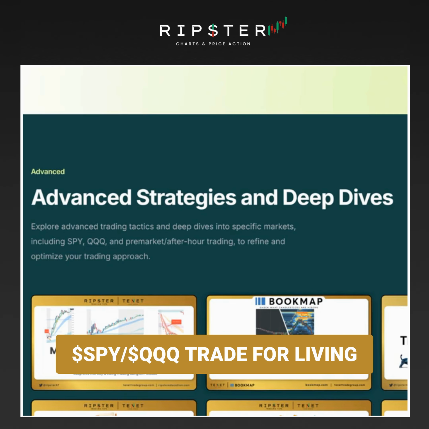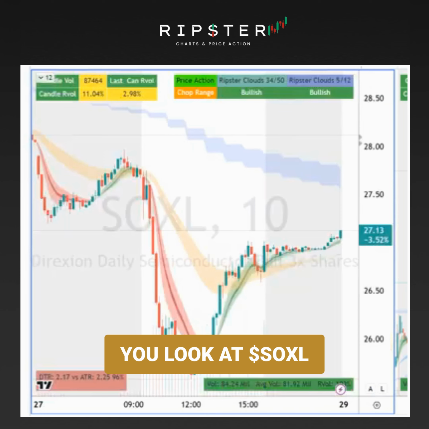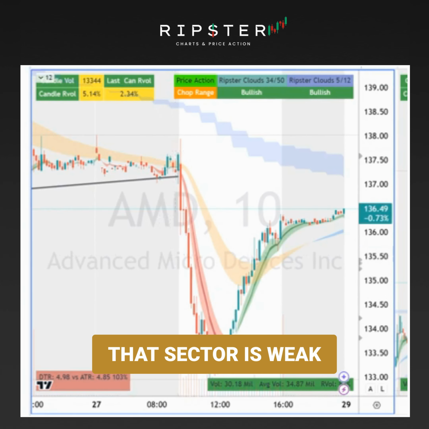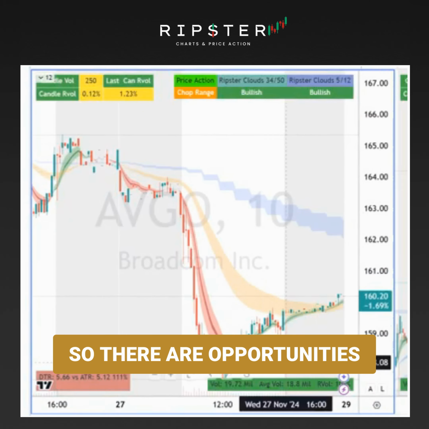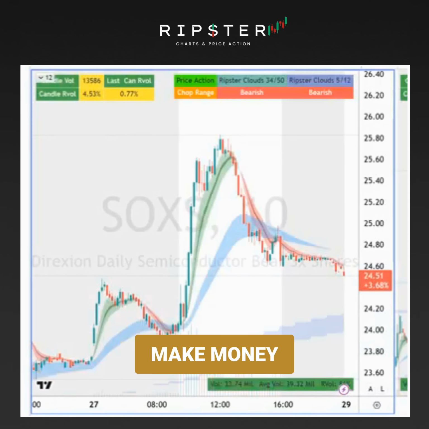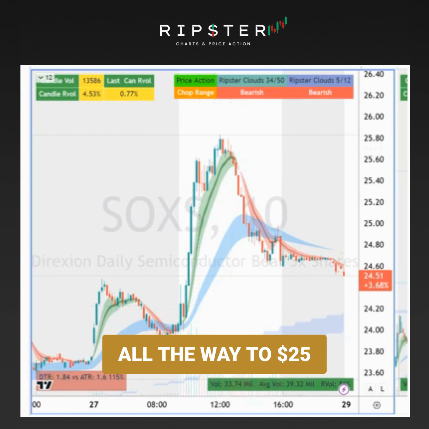You know that QQQ is breaking the MTF cloud, pretty easy short. You look at SOXL, the short right at the open. All the semiconductors were short. So you know that that sector is weak, you take it and you short it. There are opportunities all across the board. You can short the sector, or you can go long SOXS and make money that way. It ran from 24 all the way to 25 bucks.